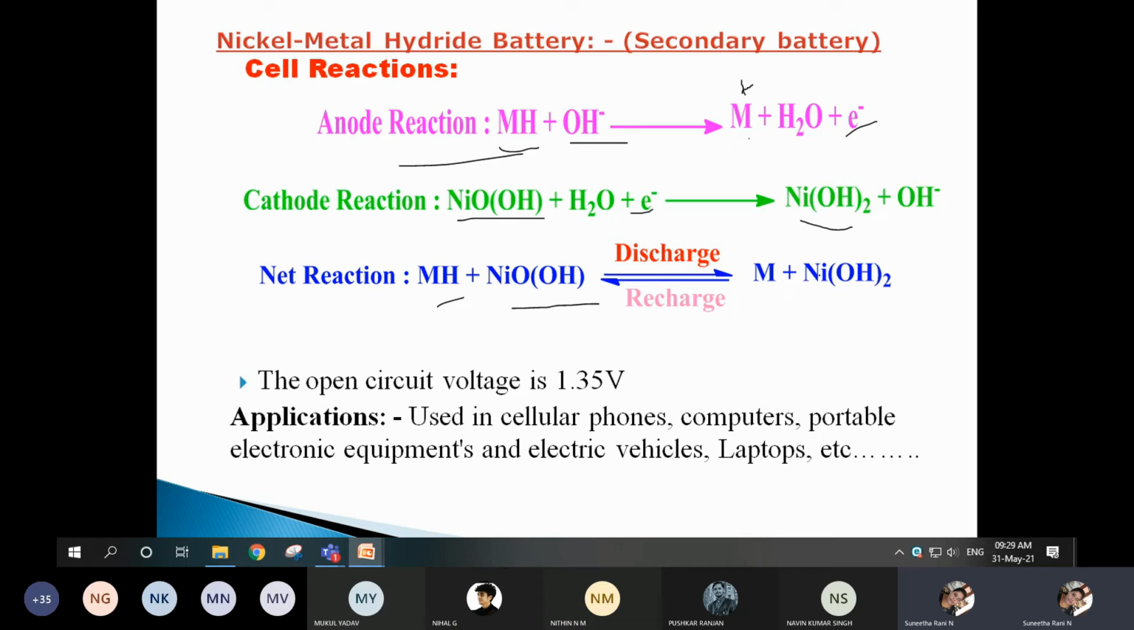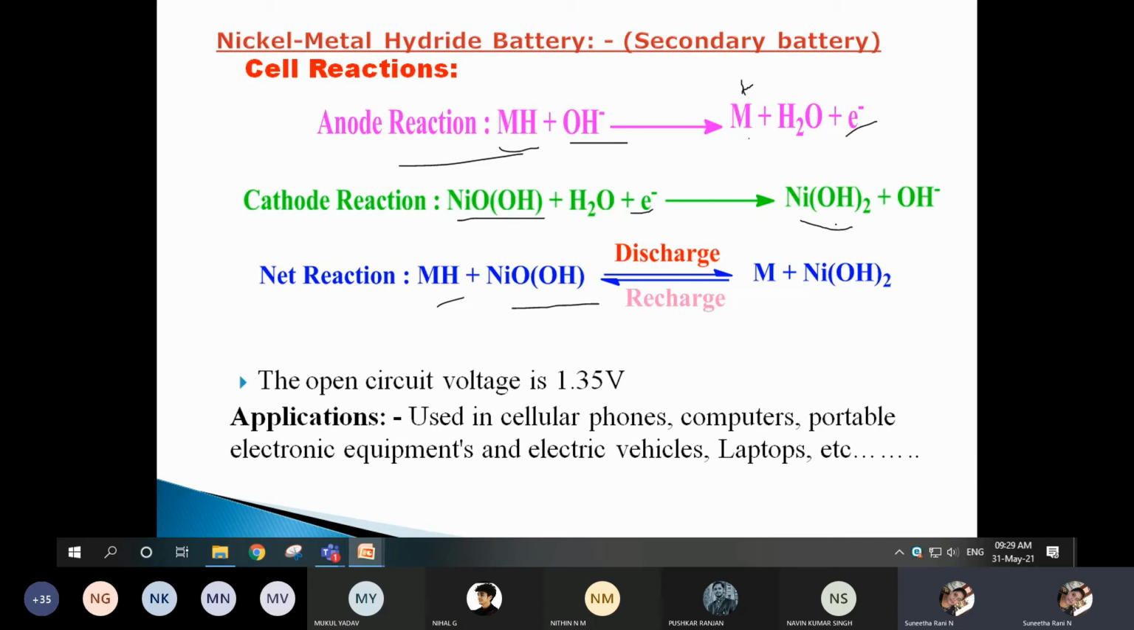to give M and nickel hydroxide, and the reversible reaction is recharge, that is M and nickel hydroxide to give nickel oxyhydroxide and metal hydride. So this reaction is secondary. This type of battery is a secondary battery.